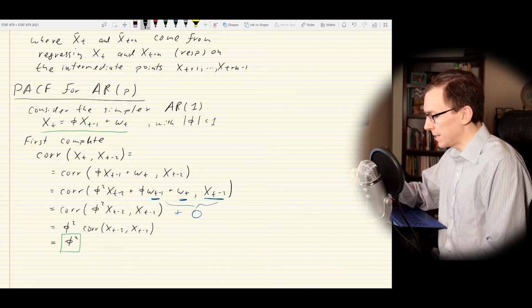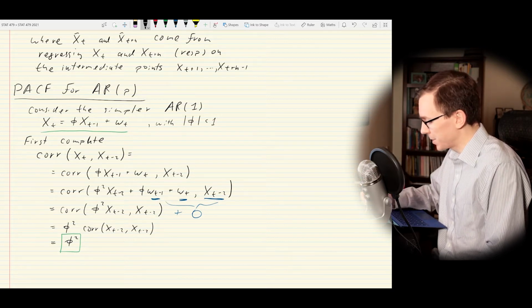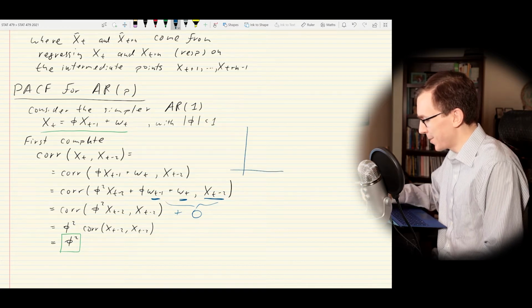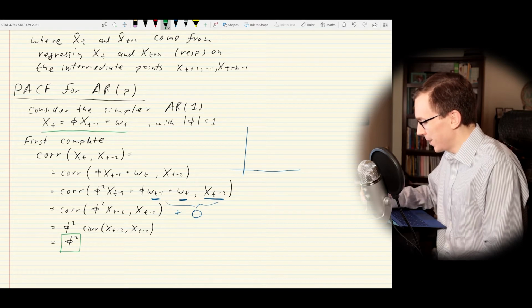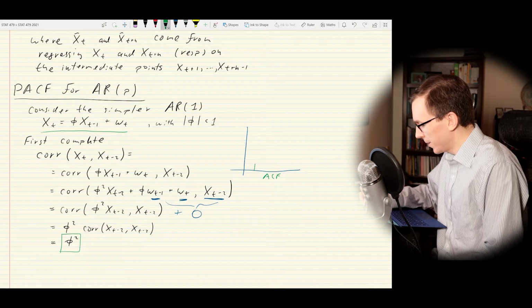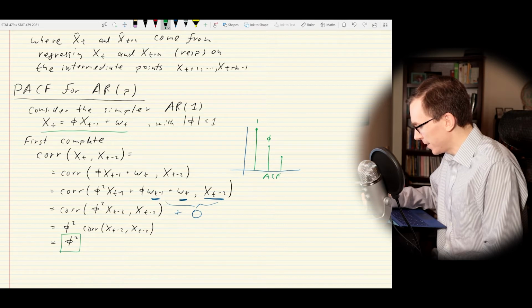Which does make sense, because as I mentioned last time, just to make sure that we're still doing the same thing that we think we're doing, I was hinting that for an AR1 process, what you should see for the ACF is a value of 1, and then a value of phi, and then a value of phi squared, and then phi cubed, and so on.